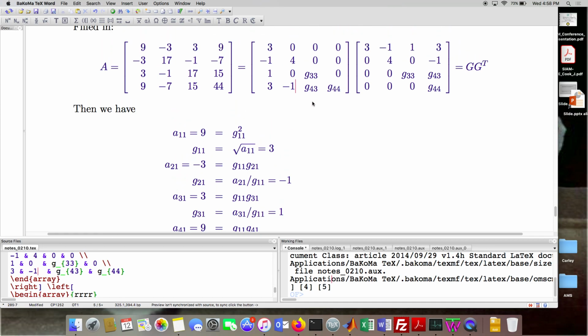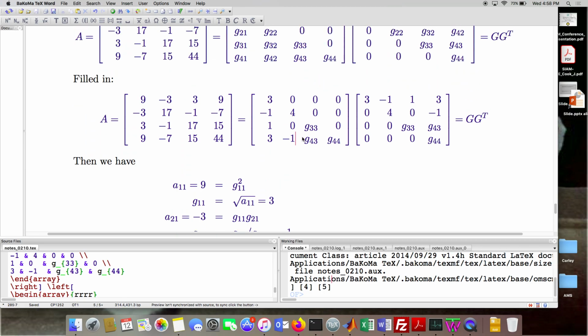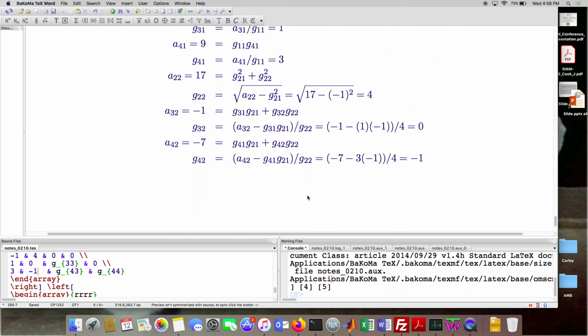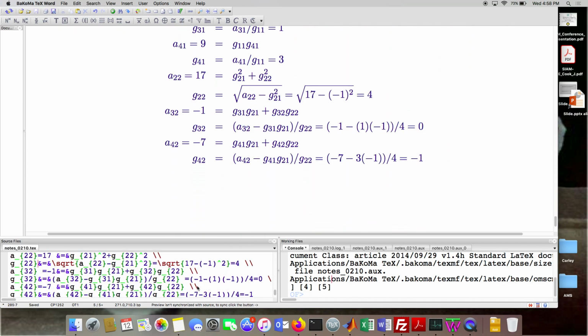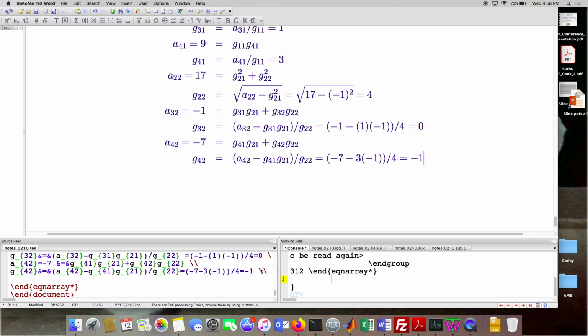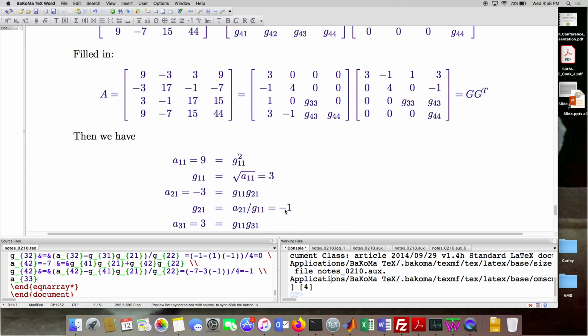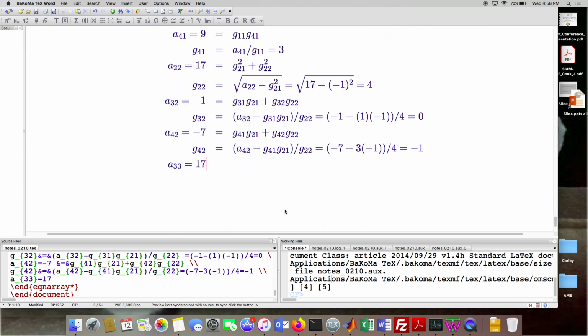All right. So then for the third column, thankfully there are only 3 entries left. So G33, we go across the third row down the third column. We're going to have a sum of 3 squares now. Like I said, every diagonal entry is a sum of squares. So A33, which is equal to 17 also. So that's G31 squared plus G32 squared plus G33 squared.